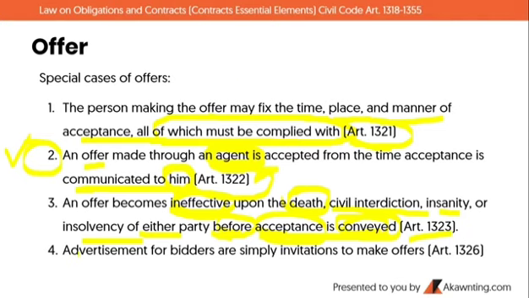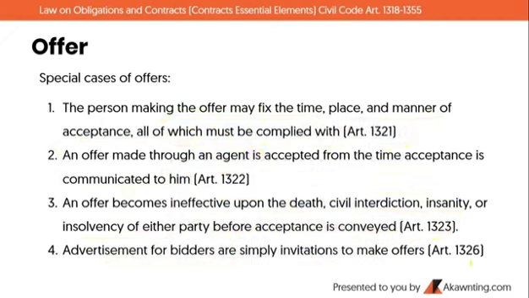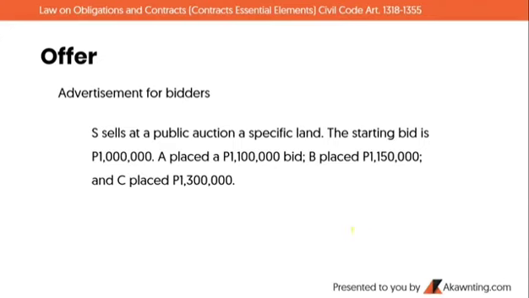Okay? Next, number 4. Advertisement for bidders are simply invitations to make offers. So, this is based on Article 1326. So, anong ibig sabihin nito? Let's take an example. So, si S nagbebenta at a public auction a specific land. The starting bid is 1 million. A places a bid which is 1,100,000. B places 1,150,000 and C places 1,300,000. So, in this case, automatically ba na magkakaroon ng contract between S and C?